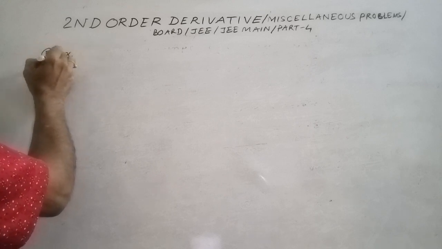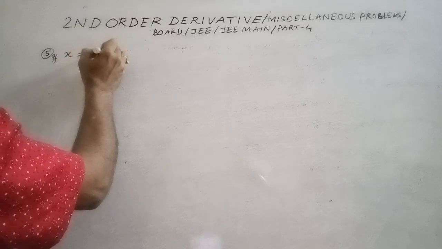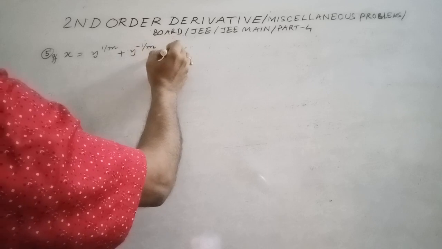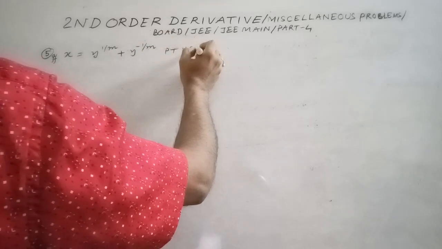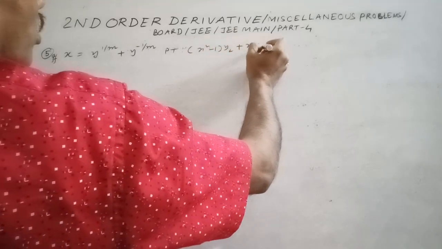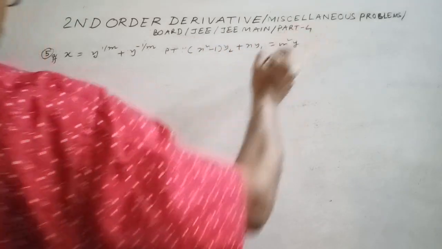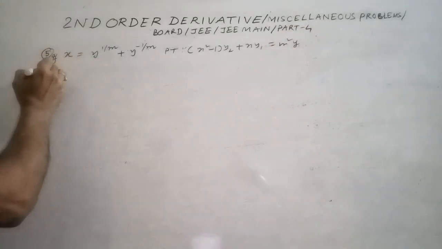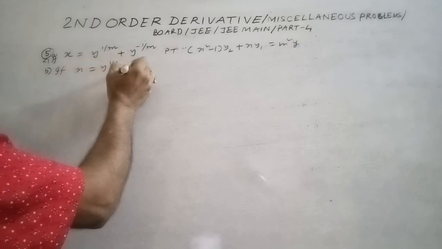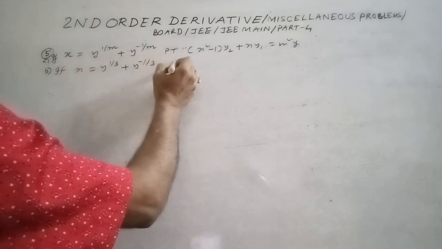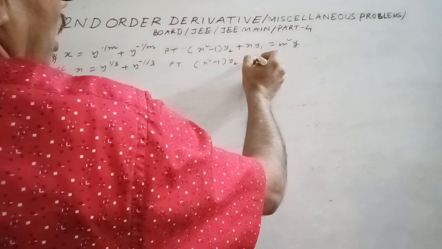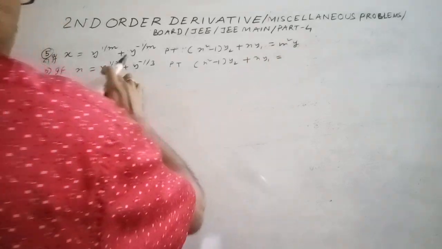Next, x equals y to the power 1 by n minus y to the power minus 1 by n. Prove that (x square minus 1) y2 plus x y1 equals n square y. This one is general. Now, if n is replaced by, suppose, 3, then what is the result? (x square minus 1) y2 plus x y1 equals 9y.